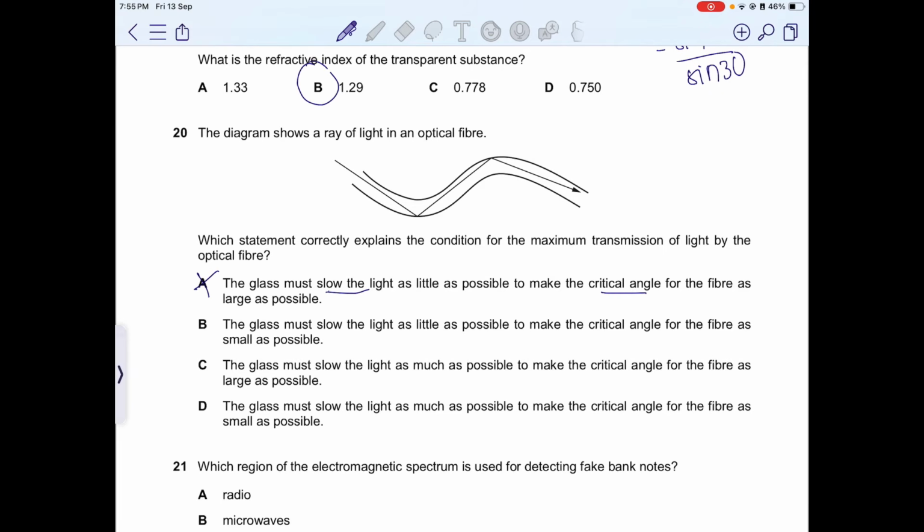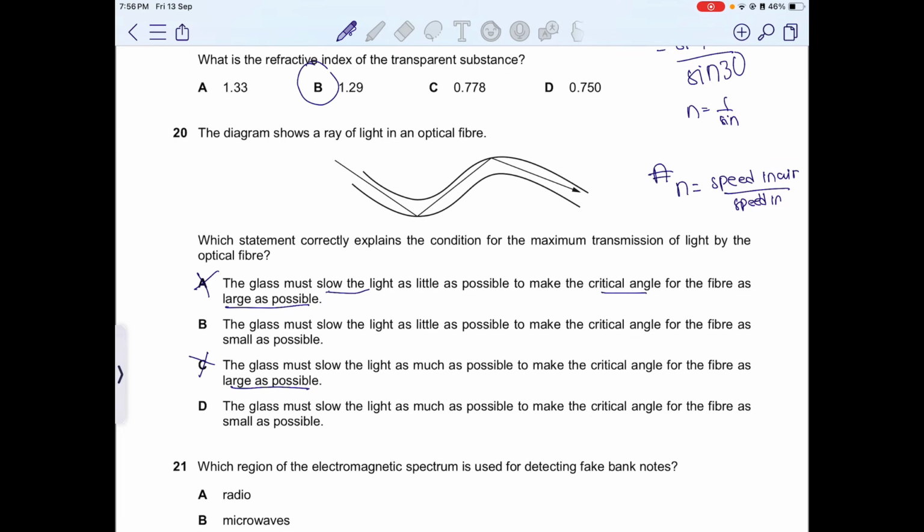So that means A is wrong and C is wrong, because they say the critical angle should be as large as possible. Then the glass also must slow the light as much as possible. Why? Because if it's traveling fast, then it has a very high critical angle. If you want a low critical angle, consider n, which is the speed in air divided by the speed in the material, and n is equal to 1 over sine c. So sine c is equal to 1 over n. So if your light is traveling slowly, then your critical angle must also be small.